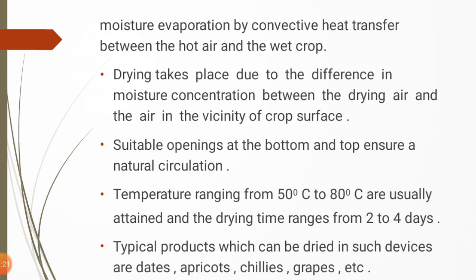Suitable openings at the bottom and top of the enclosure ensure natural circulation. That means there is an opening at the top and bottom of the enclosure to ensure natural circulation. Temperatures ranging from 50 degrees Celsius to 80 degrees Celsius are usually attained, and drying time ranges from 2 to 4 days. That means the agricultural product takes 2 to 4 days for drying with the help of a solar dryer, and the temperature maintained inside that solar dryer is nearly 50 degrees Celsius to 80 degrees Celsius.